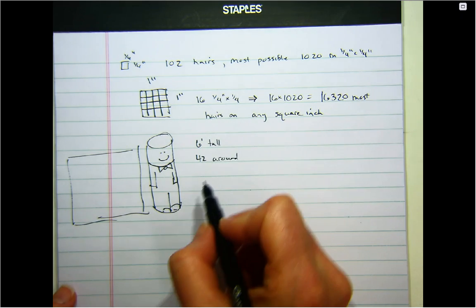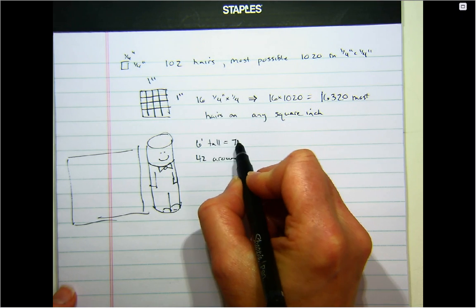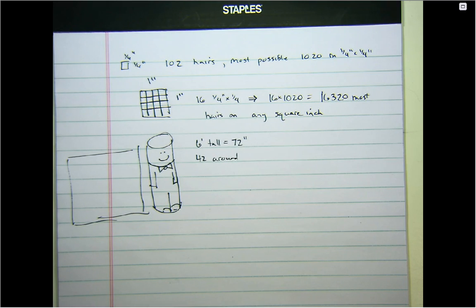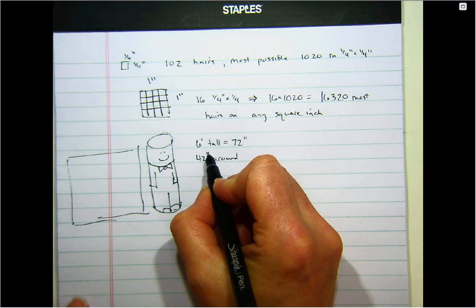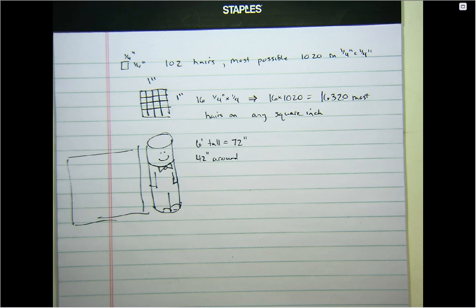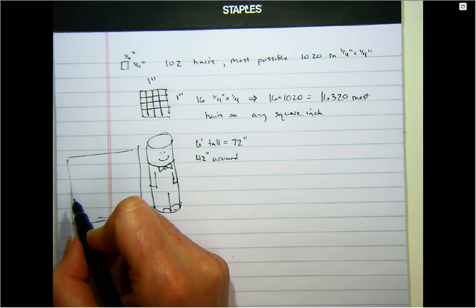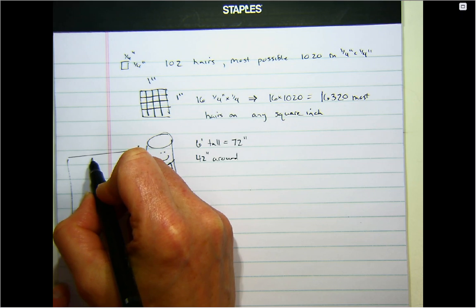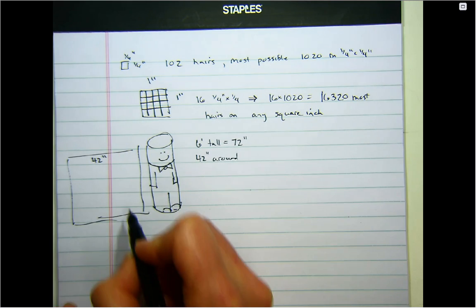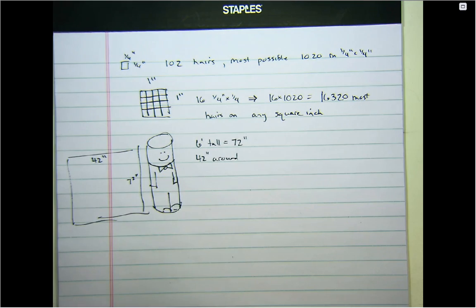So let's see, 6 feet tall is 72 inches. 6 times 12 is 72. 42 inches around. I just took 42 inches because that's the size coveralls my husband wears, so I think that's his measurement around. Alrighty. So 42 inches around and 72 inches tall for that rectangle of skin around Bob the cylinder. What does that give us? 42 times 72.